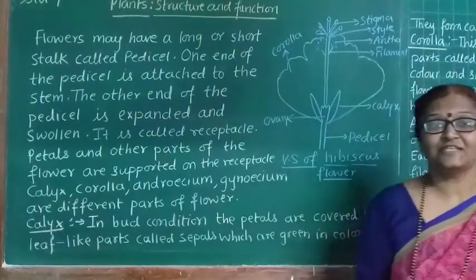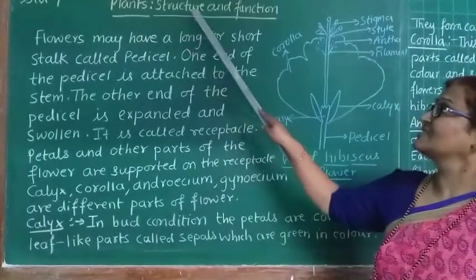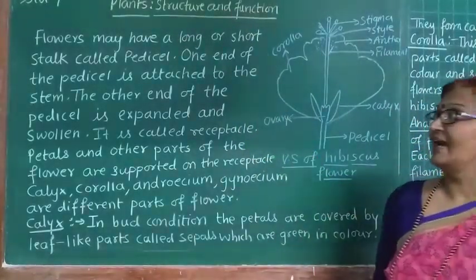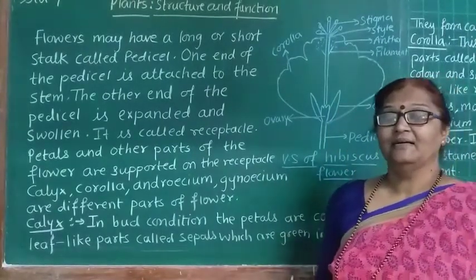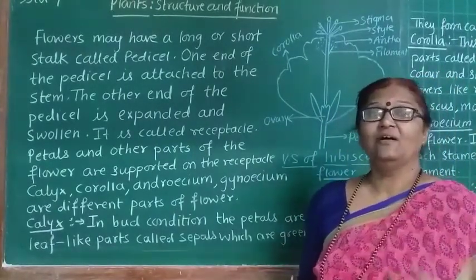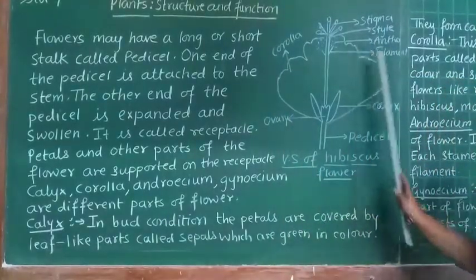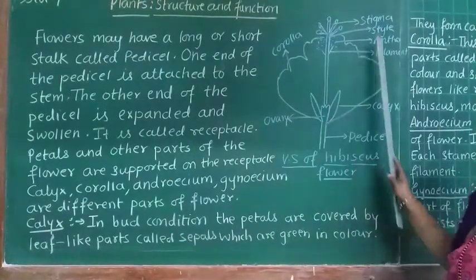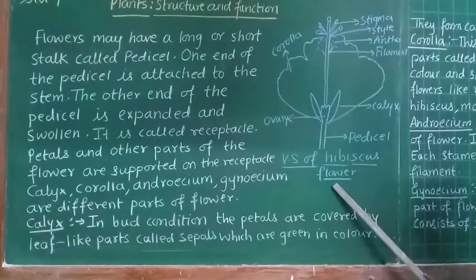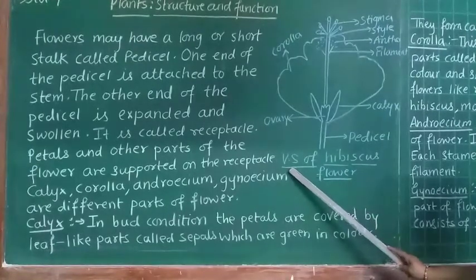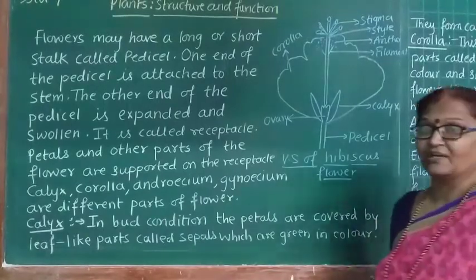Hello students of 7th standard, we have started the lesson Plant Structure and Function, and we have come to the last point, the parts of the flower. See this, here I have drawn one picture. That picture is a VS of a hibiscus flower. VS means vertical section of a hibiscus flower.